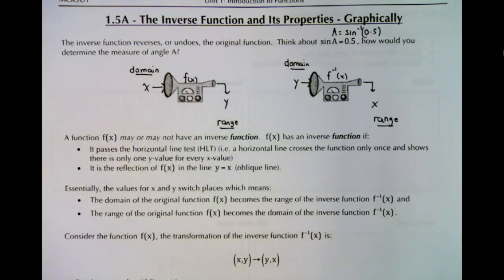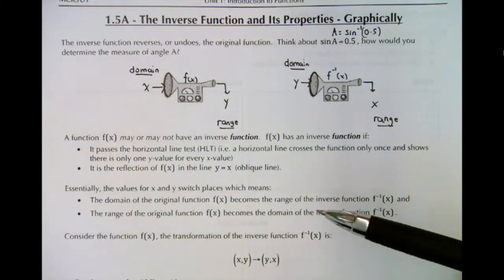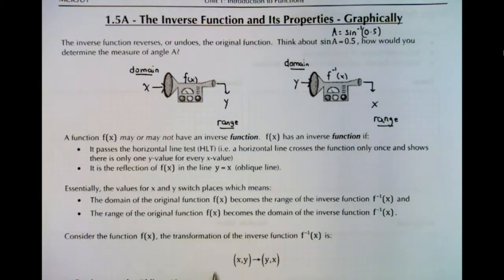Essentially, what we're doing is we're switching the values of x and y. And that means the domain of the original becomes the range of the inverse, and the range of the original becomes the domain of the inverse. And here's what it looks like as a point. If you had a point x, y, in the inverse function, the point would have the coordinates y, x.